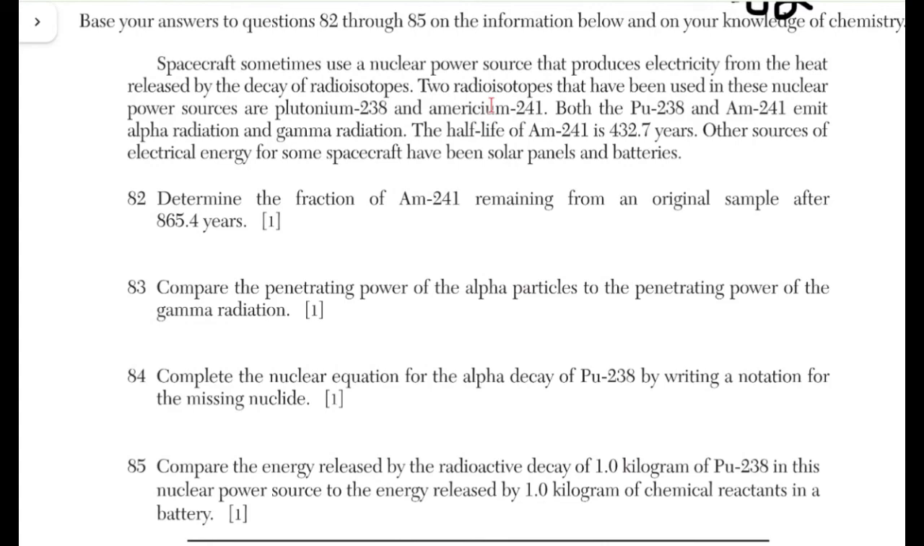Spacecraft sometimes use a nuclear power source that produces electricity from the heat released by the decay of radioisotopes. Two radioisotopes that have been used in these nuclear power sources are plutonium-238 and americium-241. Both the Pu-238 and Am-241 emit alpha radiation and gamma radiation. The half-life of Am-241 is 432.7 years. Other sources of electrical energy for some spacecraft have been solar panels and batteries.